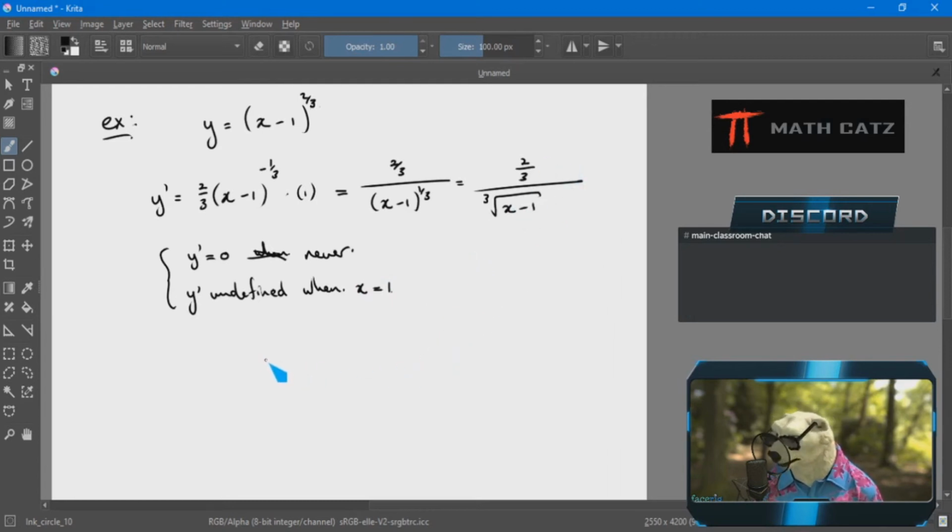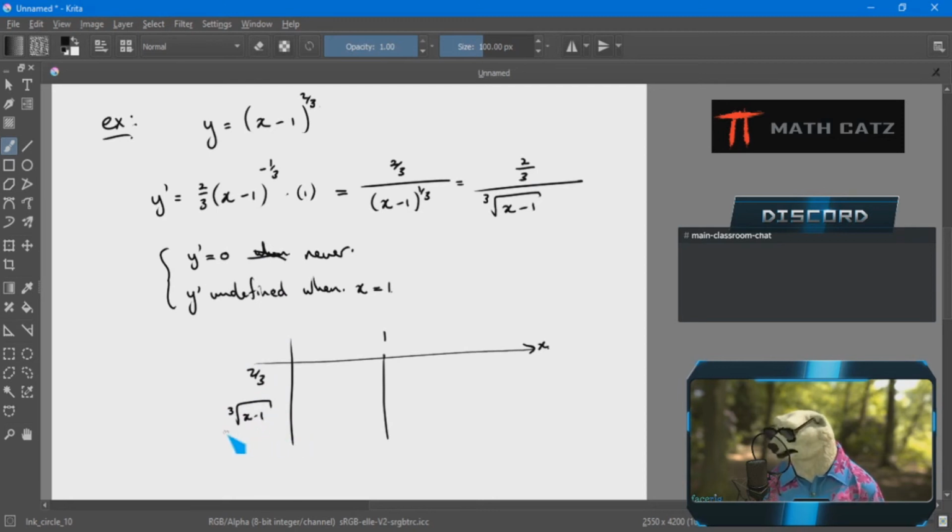All right. So we will list all the numbers we get out of these two checks. In this case, there's only one. And I'm going to list all the pieces that I see. I see a 2/3 and I see a cube root of x minus 1. Together, they combine by way of multiplication and division to give me my derivative function.